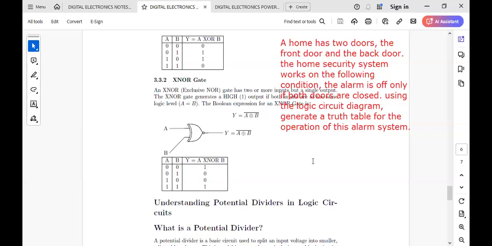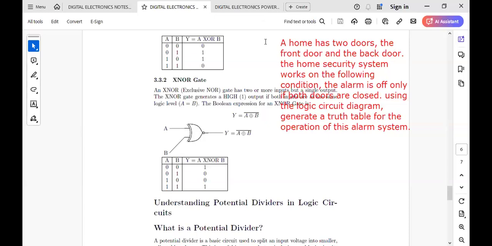Teacher? Yeah, I think it's an OR gate. Why? Because they say that the alarm is off only if both doors are closed. So I let closed mean 0 and off mean 0 as well. That means the alarm can be on as long as even one door is open. So that means it's an OR gate.